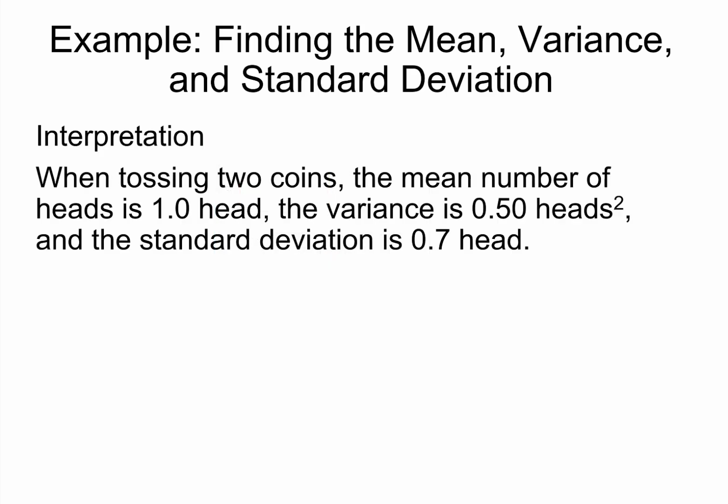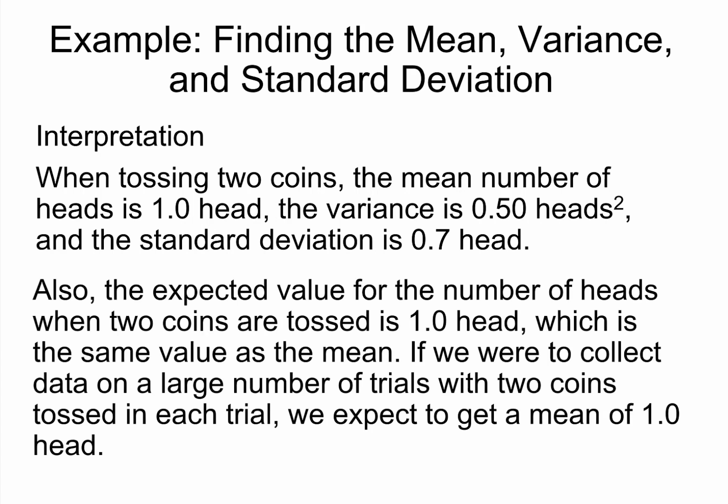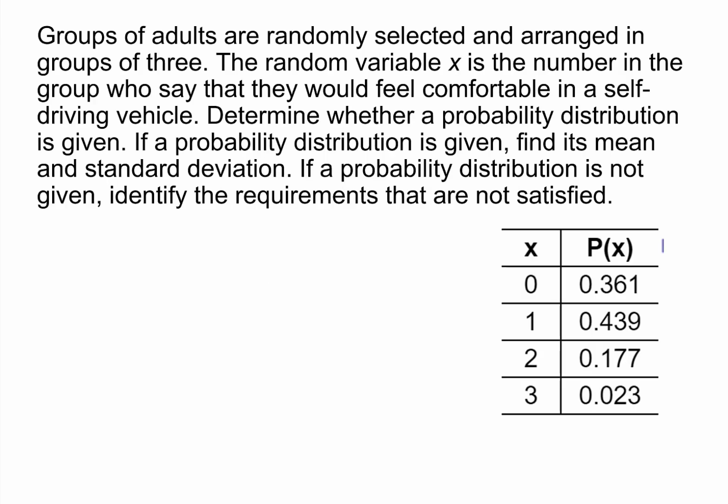So when tossing two coins, the mean number of heads is 1. The variance is 0.5 heads squared, and the standard deviation is 0.7. The expected value for the number of heads when two coins are tossed is 1 head, which is the same as the mean, which means if we were to collect data on a large number of trials with 2 coins, we would expect to get in the long run an average or a mean of 1 head.